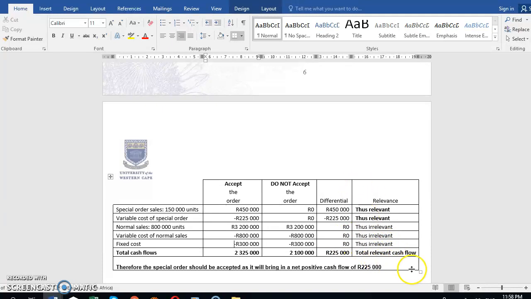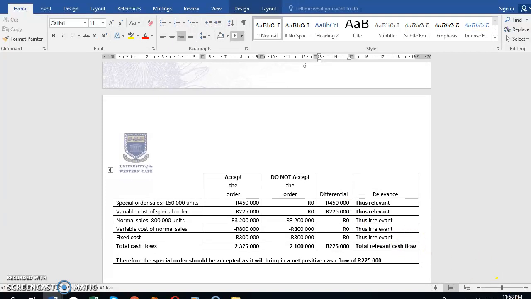So the only relevant cost is the 450 and the 225,000, which is a net cash flow of 225,000, and therefore in this case Bubbles Galore should accept the special order as it will bring a positive cash flow of 225,000. Alright, so I hope this just gives you an idea of a special order.